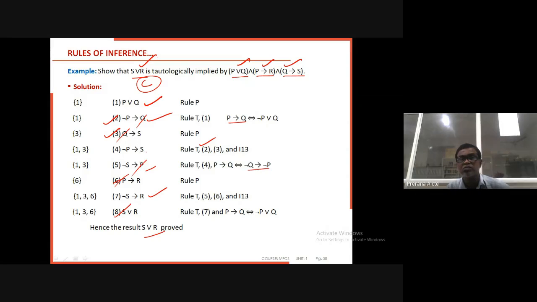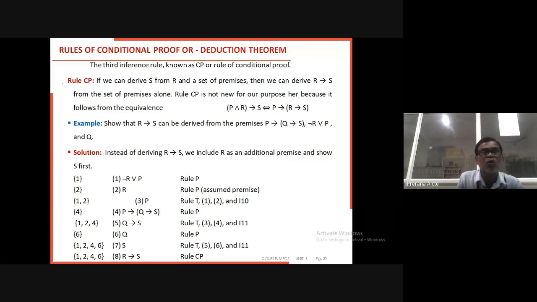Just what we have to do is derive the conclusion by using all the propositions and hypotheses given. Similarly, I may use one more rule, which is called conditional proof, or rule CP. What is the meaning of this? Let us see.